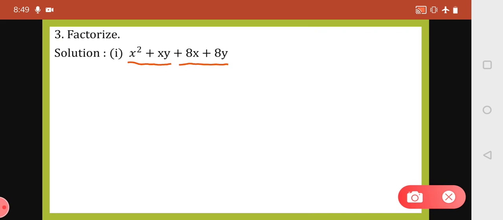You can see in the first group of 2 terms, that is x square plus xy, we can take out x common, and then we will be left with x plus y. Similarly, in the second group of 2 terms, we will get 8 common, and we will be left with x plus y. So let's solve.